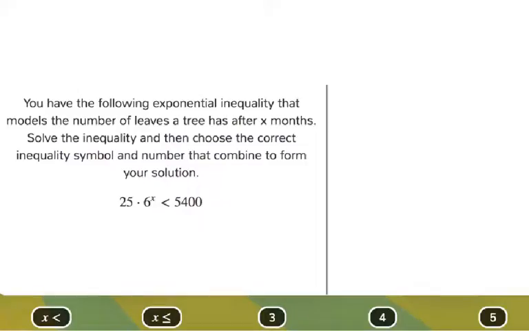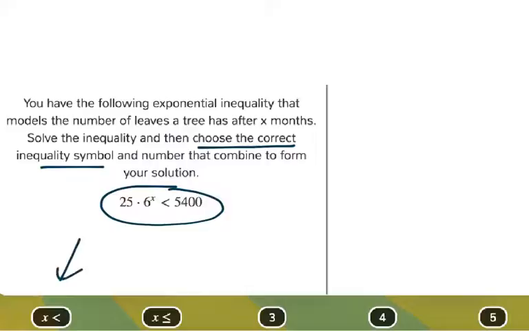This question is asking us to take a look at the exponential inequality given down here. It says that it is being modeled after the number of leaves a tree has after x months. It asks us to solve the inequality and then choose the correct inequality symbol. You can see down here we have 2 boxes, a symbol and a number, that combine to form the solution. So we have 3 number choices down here.